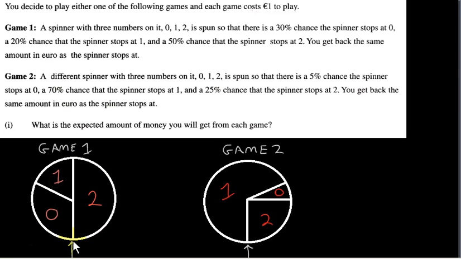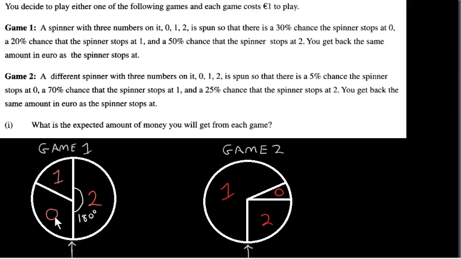So if that's the case, we want points on this sector, the 2 sector, to stop at the pointer 50% of the time. So we have to make the angle in this sector 50% of 360 degrees, because we want a 50% chance that the spinner stops at 2. 50% of 360 degrees is 180 degrees.